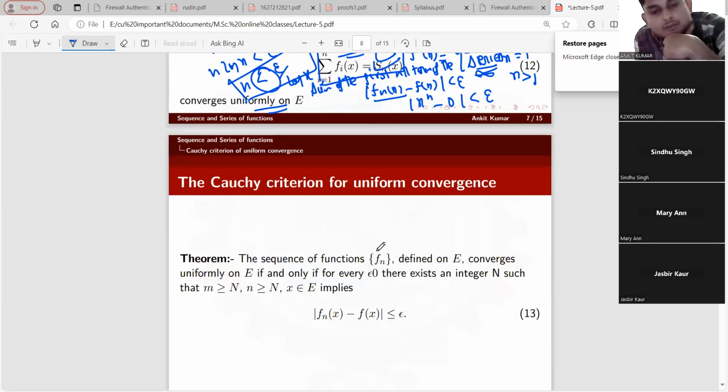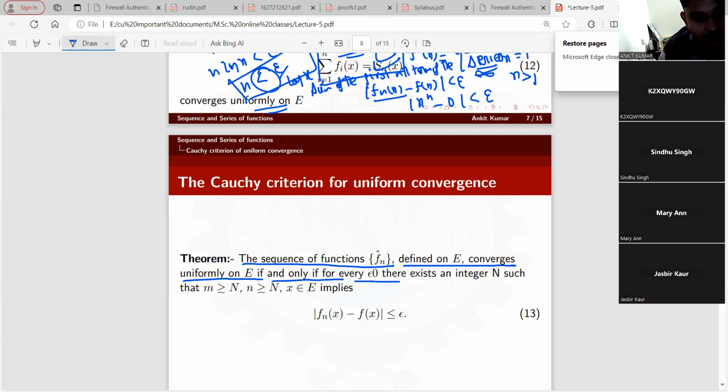So the Cauchy criterion for uniform convergence. This is a basic concept, and a very important concept. So what is the Cauchy criterion of uniform convergence? The sequence of functions fn defined on E converges uniformly on E if and only if for every epsilon positive there exists an integer capital N such that m is greater than or equal to N, n is greater than or equal to N, and x belongs to E.